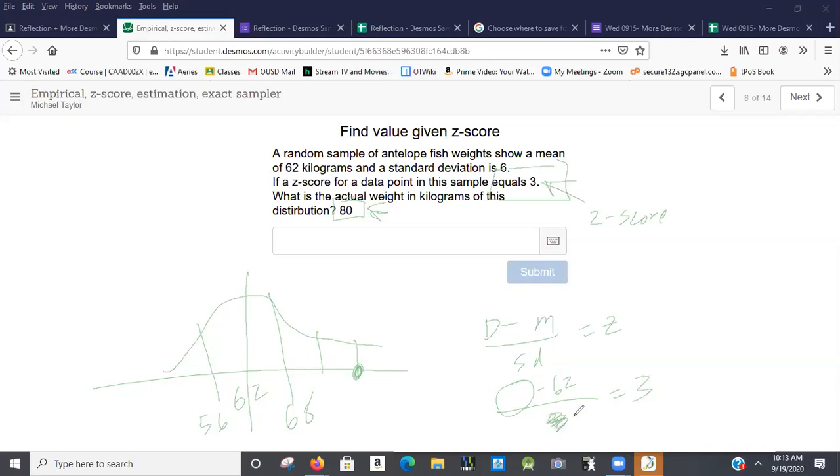Now, there was a way to reason this out, but I just want to show you if these are some weird numbers. I've got to get rid of the 6, so multiply both sides by 6. I'm going to call this x, or d. So I get x minus 62 equals 18. I add 62 to both sides, and x equals 80.